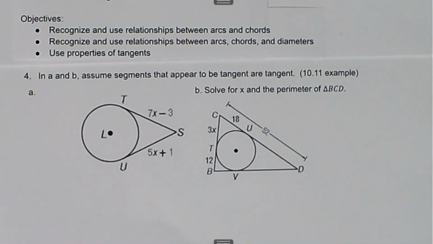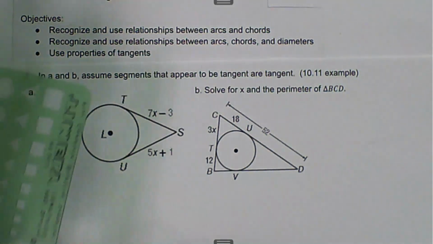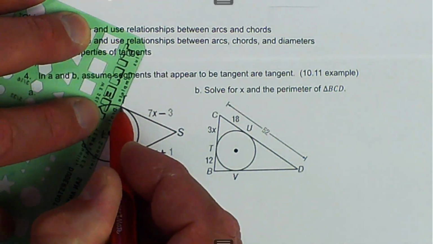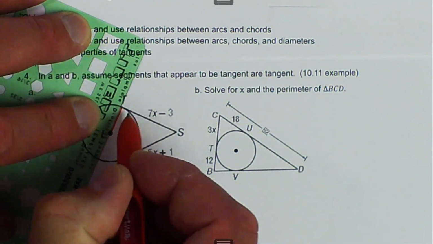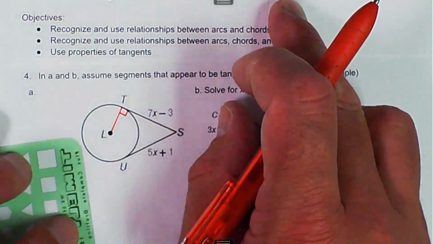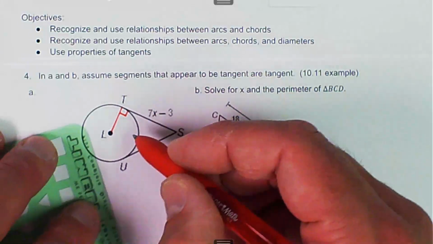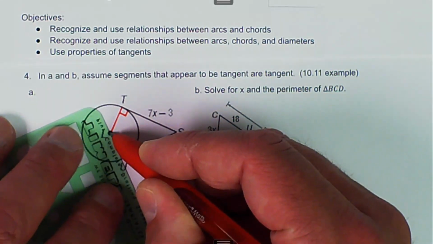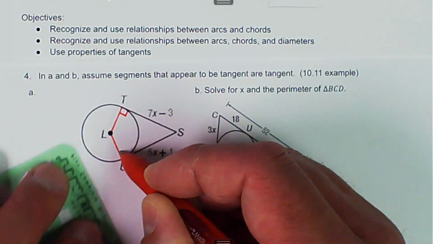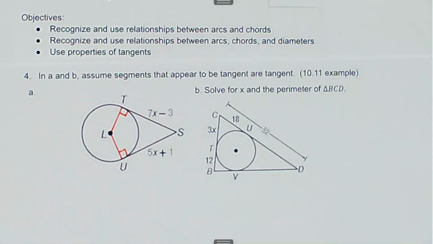So what I want to do is draw a few things on here just to illustrate where the tangent is. So there's point T, and if it is tangent, that means that it forms a 90 degree angle with a radius. And here is the other side, which also appears to be tangent. So I'm going to illustrate that it is tangent.